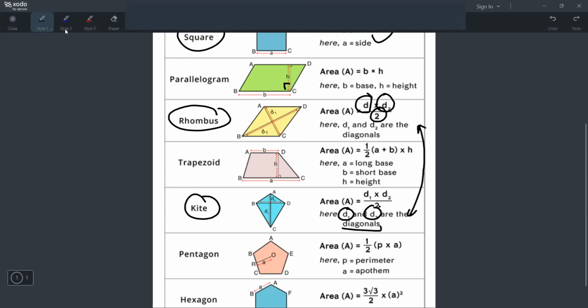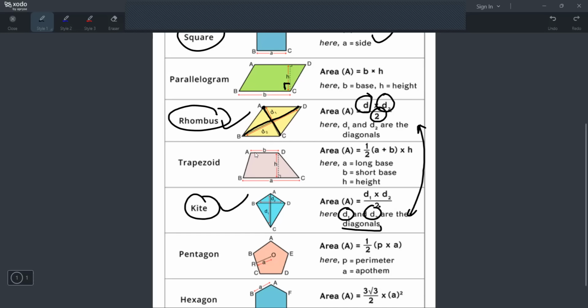What is a diagonal? Diagonal means the line from corner to corner. This one we call a diagonal, this one also we call a diagonal. But what about this one? This one is not a diagonal. Even though it is corner to corner, this one is a side, so we don't call it a diagonal. Diagonals are the lines in the middle. So there are 2 diagonals, and you just take the 2 diagonal lengths, times them and divide by 2. This is the formula to find the area of a kite, or a rhombus; they are the same formula.